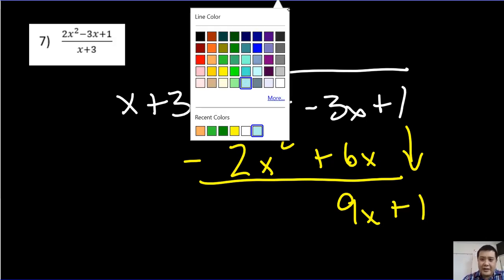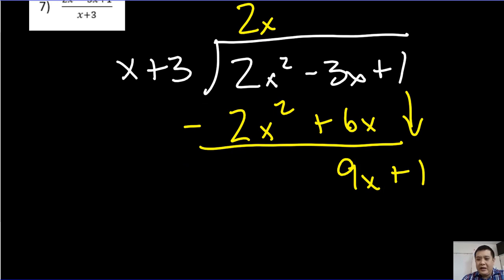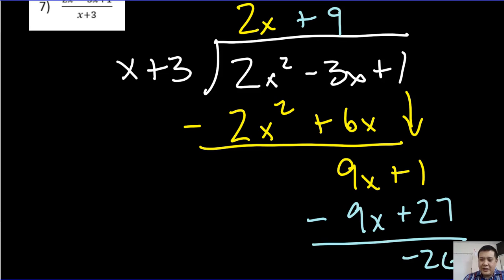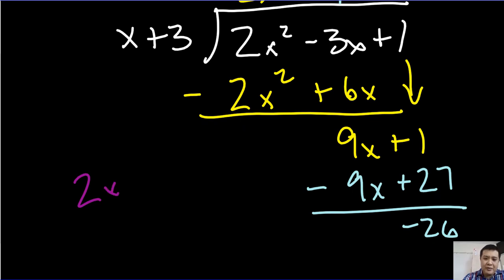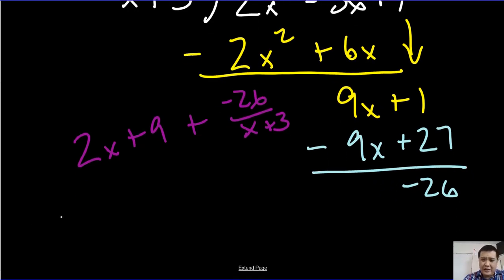Let's use a different color for the next step. And so now we have to deal with negative 9x. Well, that means we're going to do minus 9. Negative 9x minus 27. Subtract that, we get 26. And so our final answer is going to be 2x minus 9 plus 26 over x plus 3. And again, if we were to multiply x plus 3 back into here, we would get back our original expression right there.